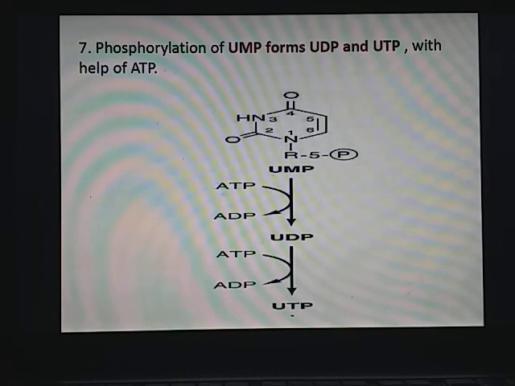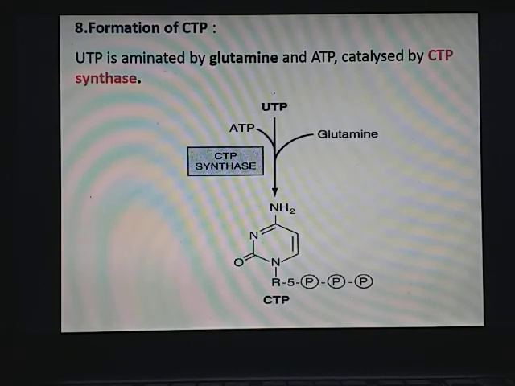Then the next reaction is phosphorylation of uridine monophosphate. Uridine monophosphate gets converted to uridine diphosphate in presence of enzyme kinase by utilizing a molecule of ATP. Uridine diphosphate, in presence of enzyme kinase by utilizing a molecule of ATP, gets converted into uridine triphosphate. The next reaction is formation of cytidine triphosphate. Uridine triphosphate is aminated by glutamine, and it requires ATP and is catalyzed by enzyme CTP synthase to form cytidine triphosphate.